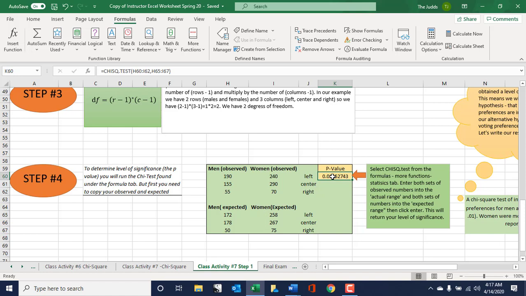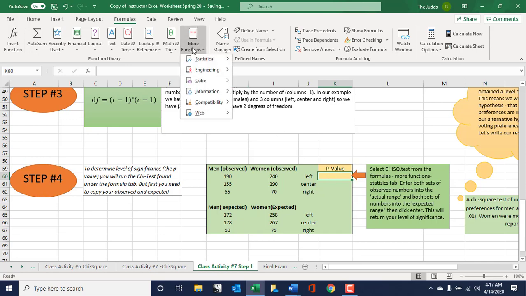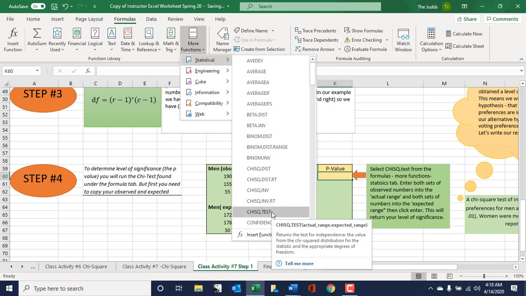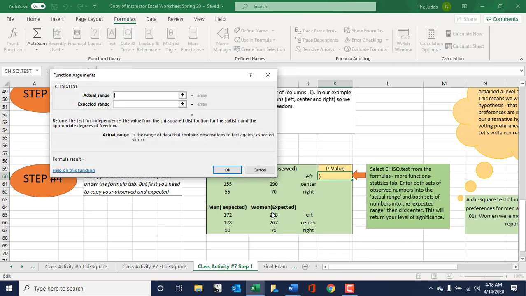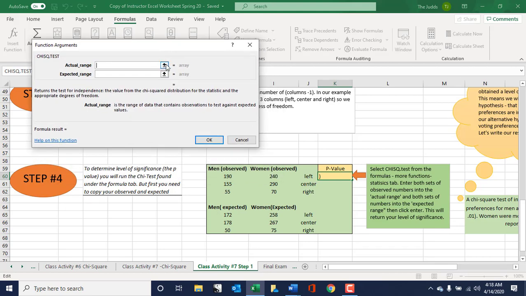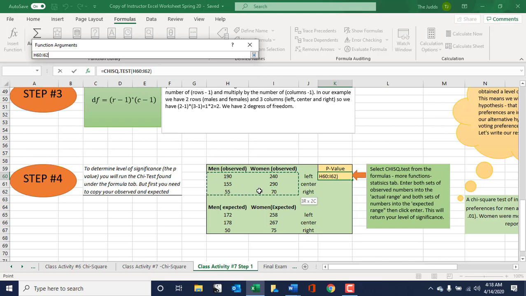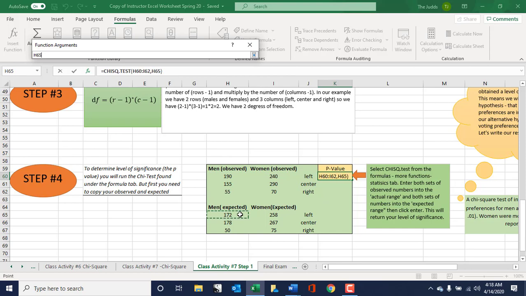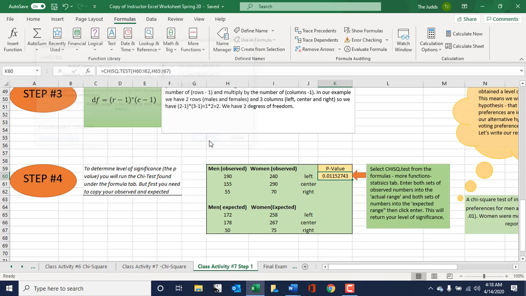To show you how to do this, I'm going to come up here and go to more functions, then statistical, and find my chi-square test. This is my chi-square test right here. I'm going to click on it. I'm going to do my actual range, which is observed, and that's going to be these right here. I'm going to do my expected range, and that's going to be those right there. And then I'm going to hit OK.